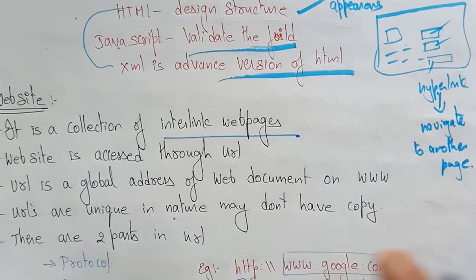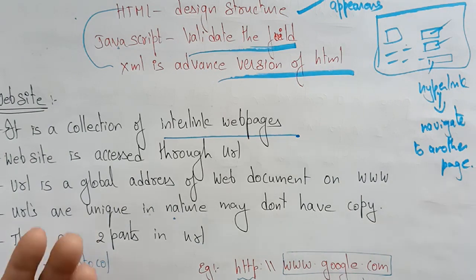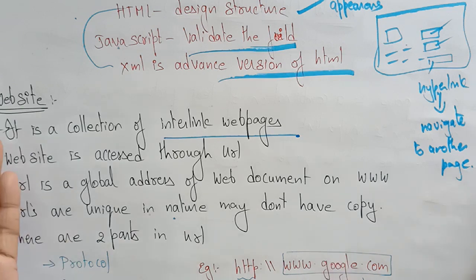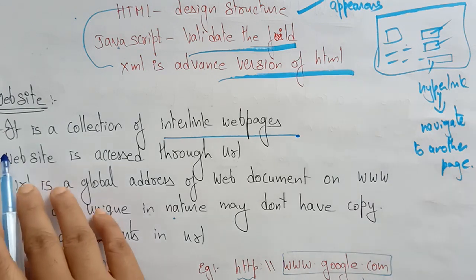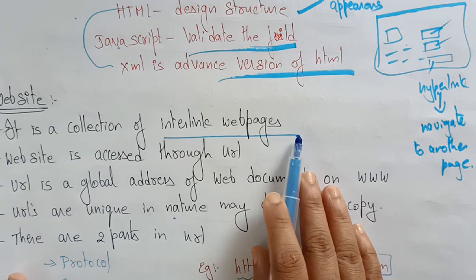Whenever you open Gmail, give the username and password, and click the button or click on a hyperlink, it is going to enter the next page. It's the inbox page you are going to enter. Just like that is a website. Whenever you are navigating to another page, it becomes a website. A website is a collection of interlinked web pages.